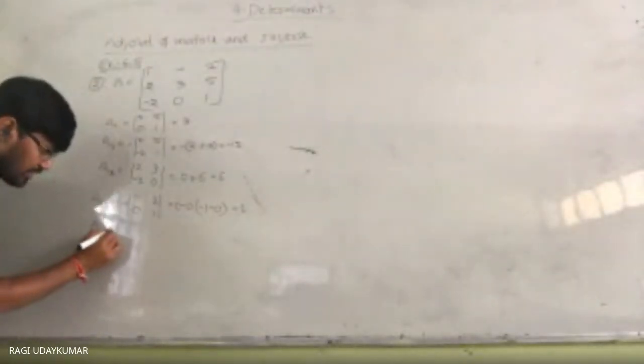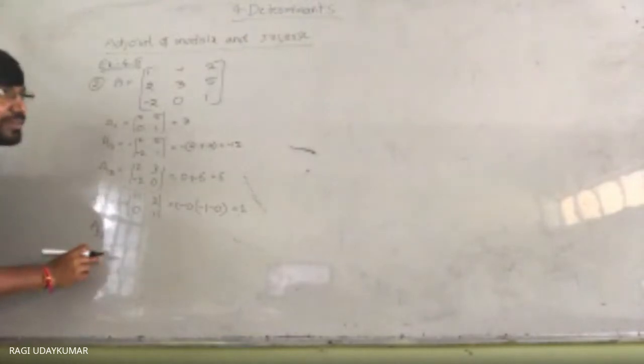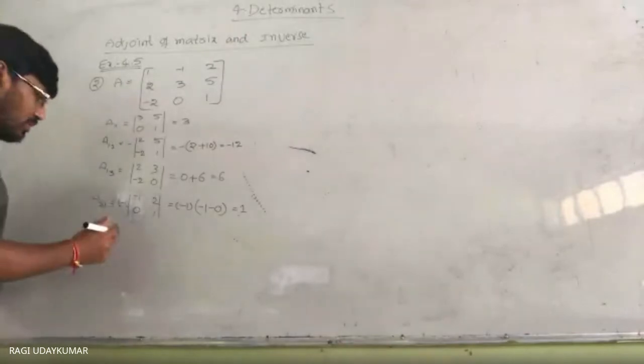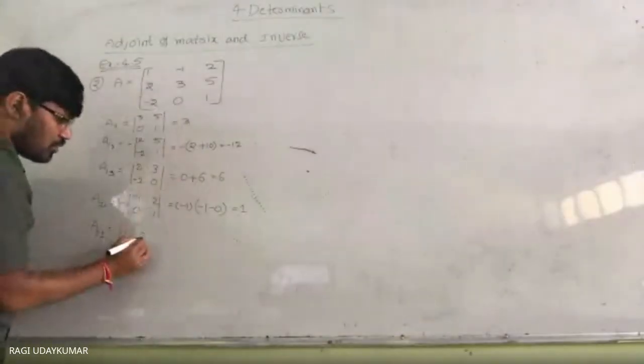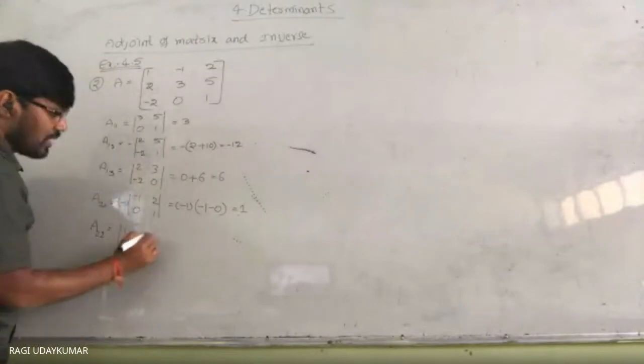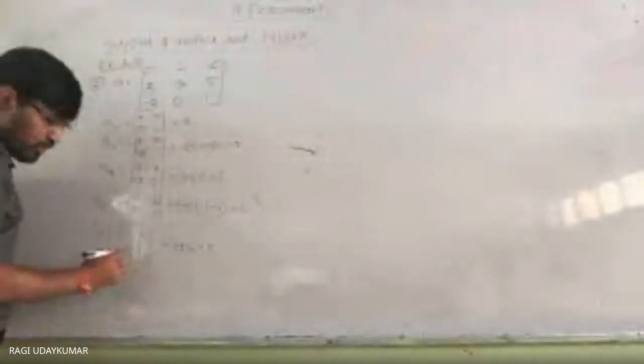A22: 2 plus 2 is an even number, so in this situation we take plus. The second row, second column is deleted, so we get 1, 2, -2, 1. So 1 minus of minus 4, which equals 5. That completes A22.